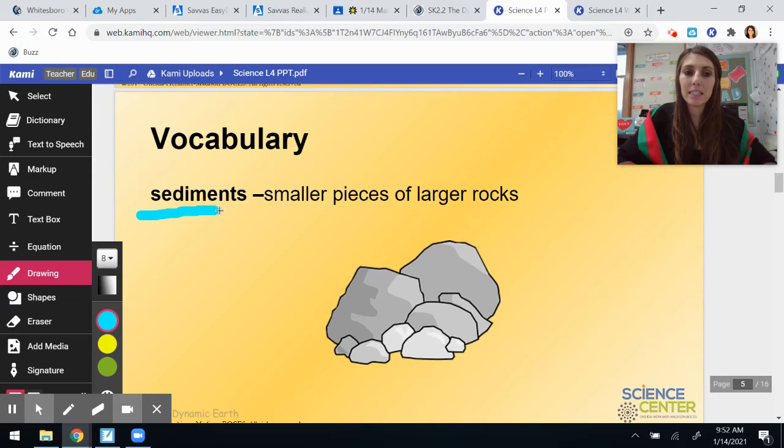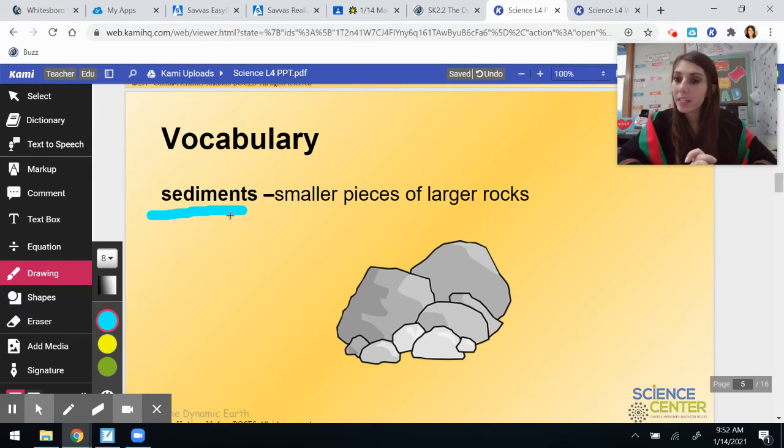The word sediments is a very important vocabulary word that I will be using throughout our science lessons, especially when we're talking about erosion and deposition. Those words I'll get into a little later in the lesson. But first, we're going over sediment. Have you ever heard of the word sediment? You might not have. But a sediment or sediments are small pieces of bigger rocks. Have you ever seen a big rock that has crumbled a little bit? If that rock has crumbled or broken, it breaks off into little pieces of rock.